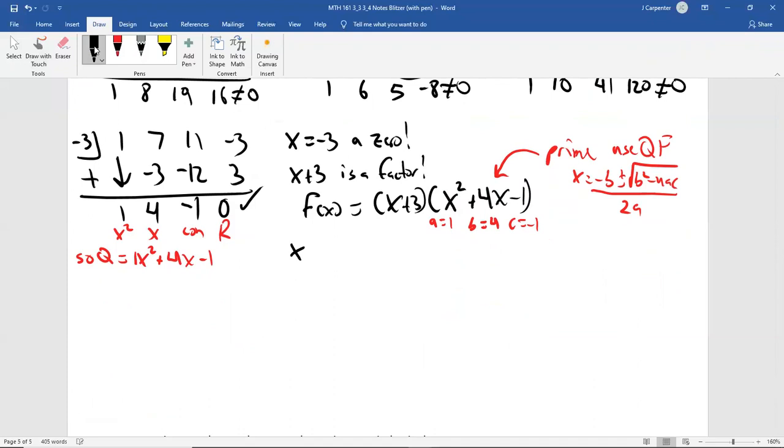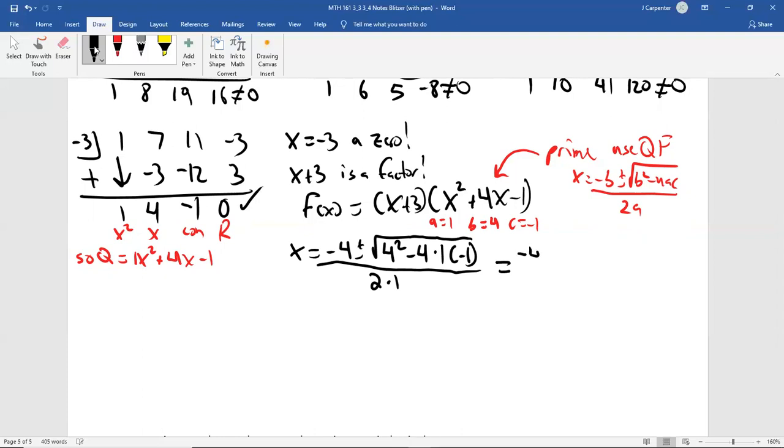So x equals negative 4 plus or minus the square root of b squared, which is 4 squared, minus 4 times a, which is 1, times c, which is negative 1, all over 2a, which is 2 times positive 1.